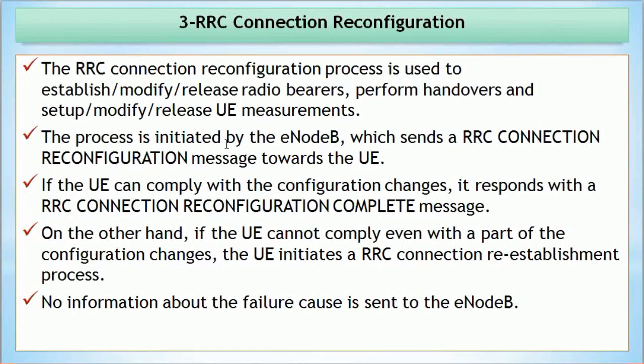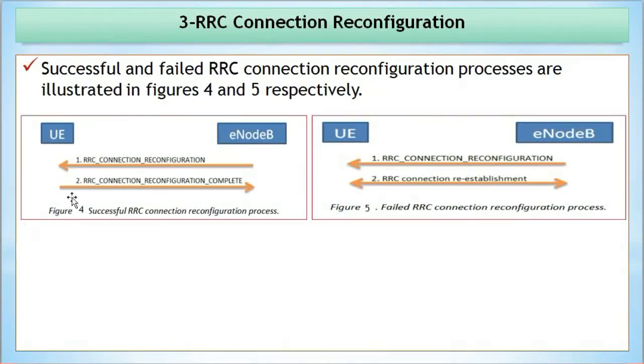On the other hand, if the UE cannot comply with even a part of the configuration changes, the UE initiates an RRC connection reestablishment process. Okay, no information about the failure cause is sent to the eNode B. And here you can see a successful RRC connection reconfiguration process, and here is the failed RRC connection reconfiguration. Successful and failed RRC connection reconfiguration processes are illustrated in figure 4, and here is figure 5.